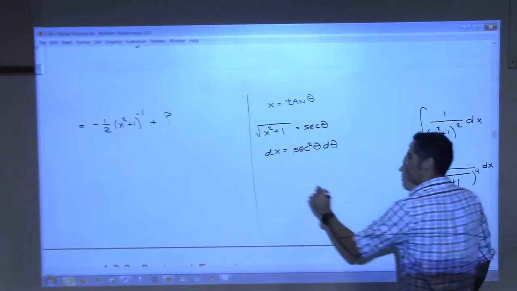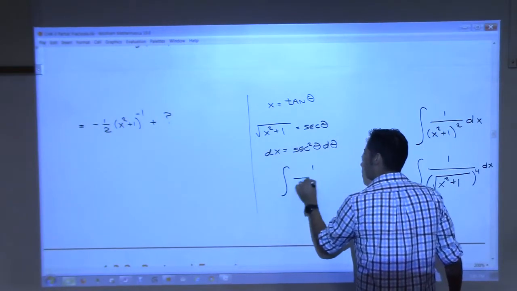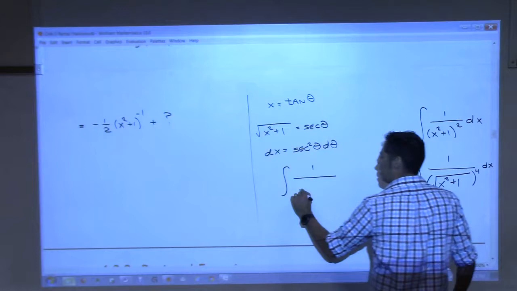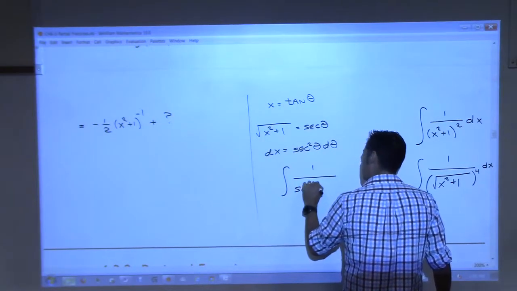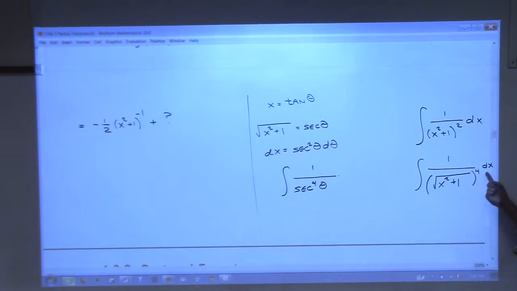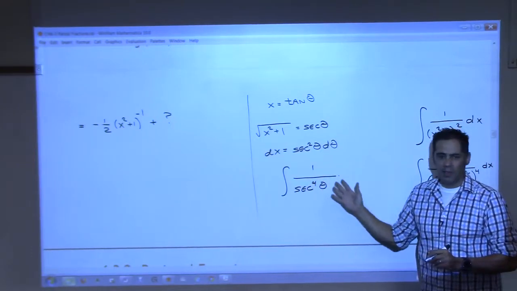So this integral is going to become the integral of 1 over, the root is secant theta, right? To the 4th power. So secant to the 4th theta. And don't forget the all-important dx. And this happens a lot on tests. Students will leave out the dx. And if you leave out the dx, man, this integral is something completely different.